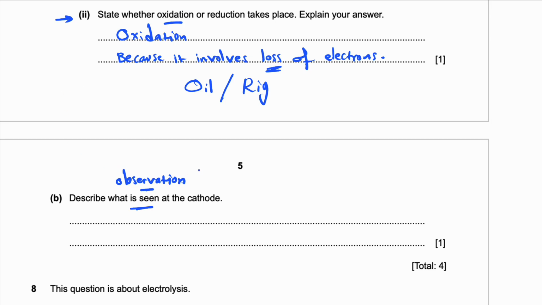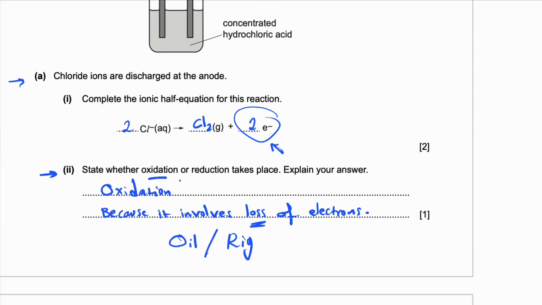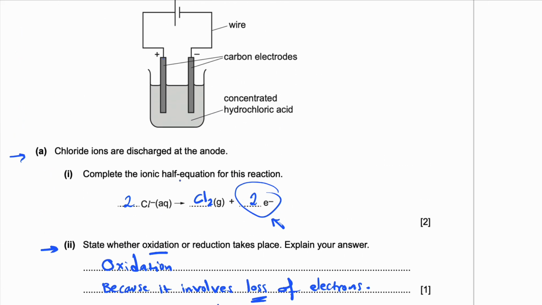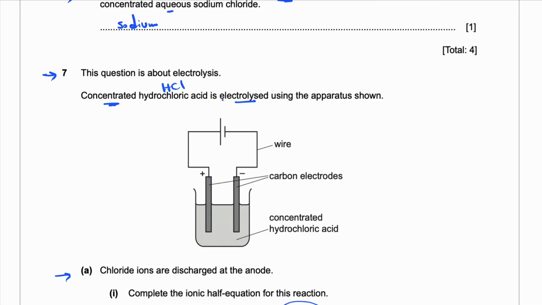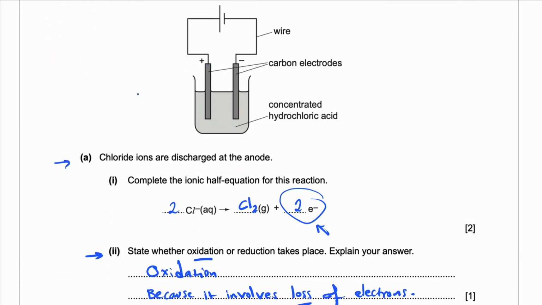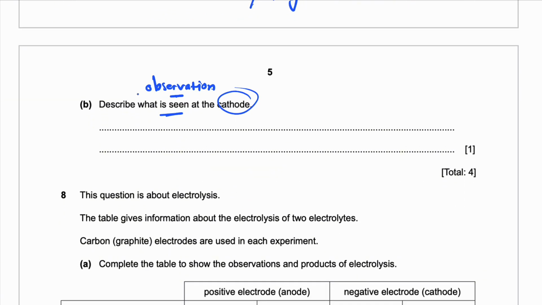So now he's asking at the cathode. The cathode is negative, and at the negative electrode, the positive cation is going to discharge. Since the electrolyte here is hydrochloric acid, we have hydrogen and chloride. So at the cathode, the positive hydrogen cation is going to discharge. Now we're going to describe the discharge of the hydrogen ion as hydrogen gas.